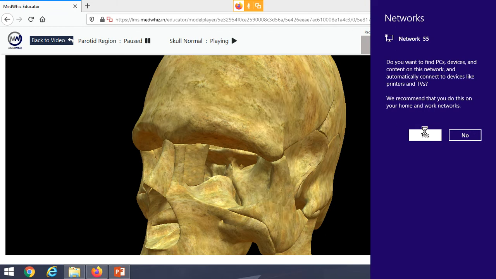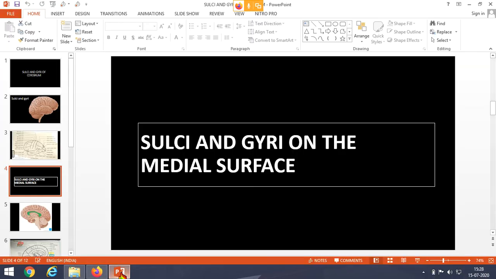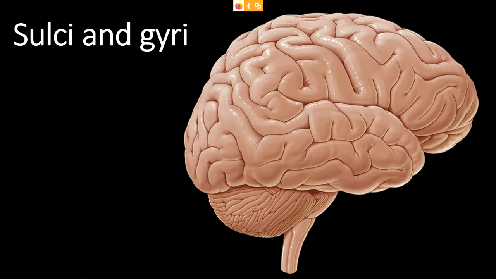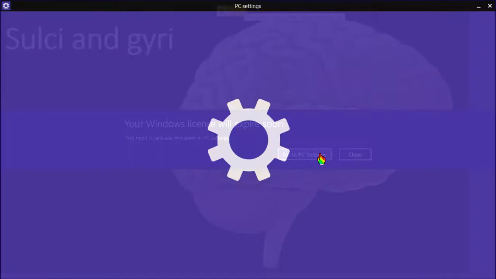Sulci and gyri of the medial surface of the cerebrum. Before going to see this sulci and gyri, we need to identify what structures are exactly present at the medial surface of the cerebrum. In the superolateral surface, we have seen the central sulcus of Rolando, then the lateral sulcus or Sylvian fissure, then the precentral sulcus, postcentral sulcus, and other sulci and gyri also: superior frontal, middle frontal and inferior frontal gyrus. These structures we have seen.